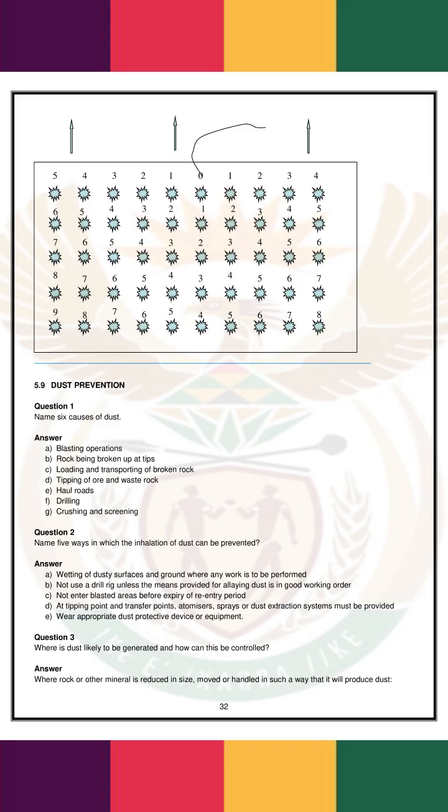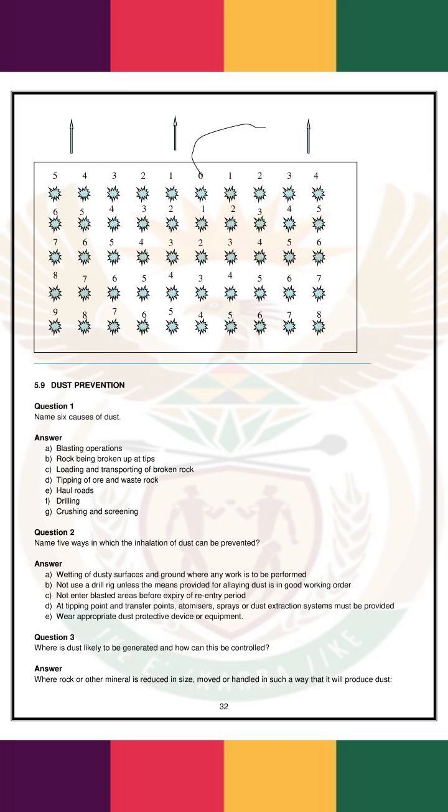Question 2. Name 5 ways in which the inhalation of dust can be prevented. A. Wetting of dusty surfaces and ground where any work is to be performed. B. Not use a drill rig unless the means provided for allaying dust is in good working order. C. Not enter blasted areas before expiry of re-entry period. D. At tipping points and transfer points, atomizers, sprays, or dust extraction systems must be provided. E. Where appropriate, dust protective device or equipment.